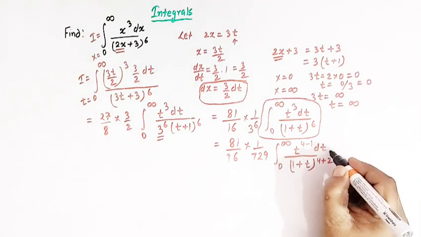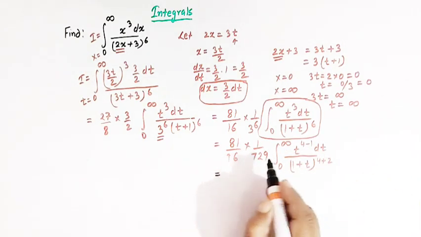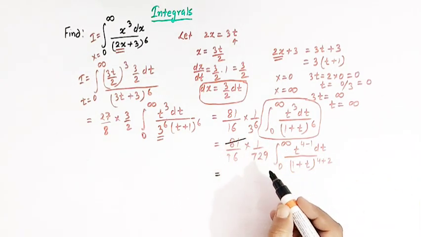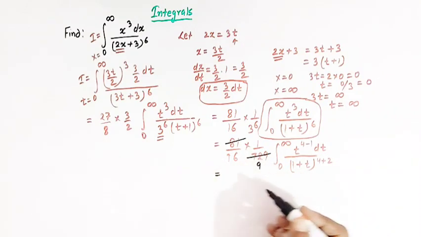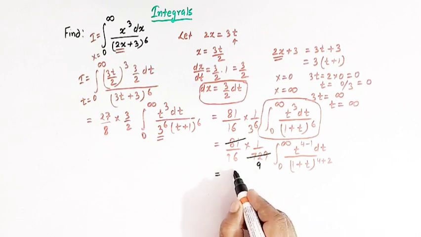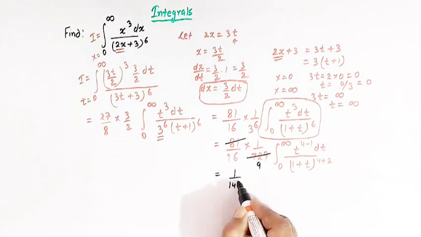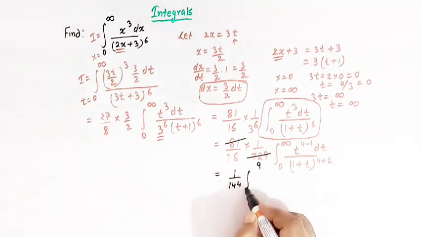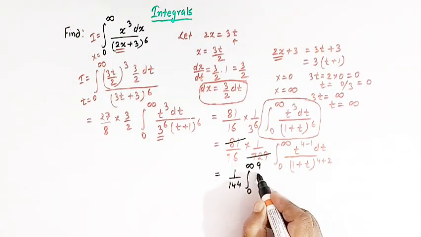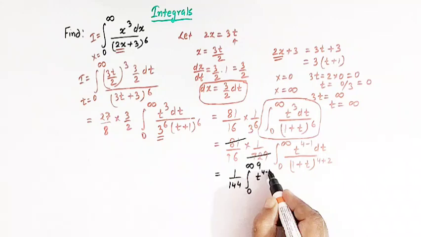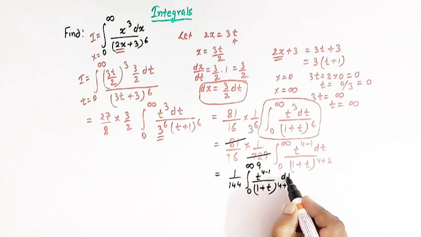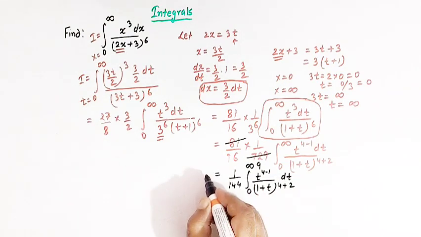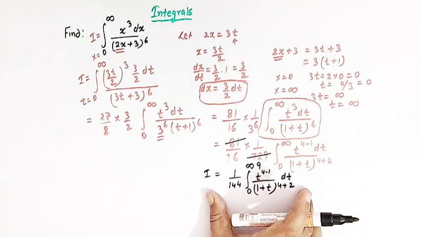So now viewers, we can simplify this expression. Here we have 81 times 9, which is 729, and 16 times 9 is 144. And here we have 0 to infinity, t raised to 4 minus 1, over 1 plus t raised to 4 plus 2, dt. So now our integral looks like this.